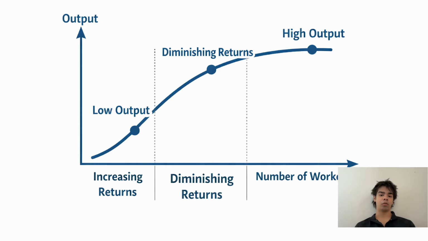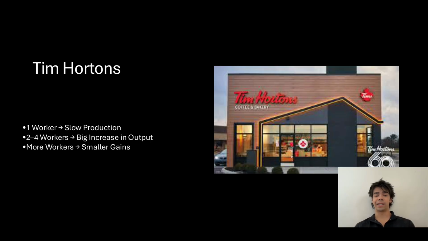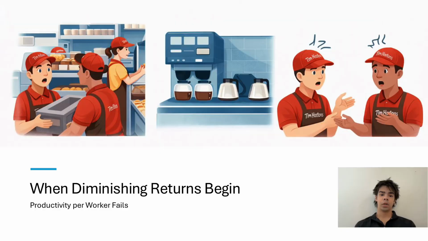So now I'm going to apply this to a real world example, and I'm using Tim Hortons as an example. With one worker, production is slow. When the store hires more workers, say 2 to 4, output increases significantly because tasks are divided now. But as more workers are added beyond that, the increase in output becomes smaller and smaller. So this is when diminishing marginal product begins.